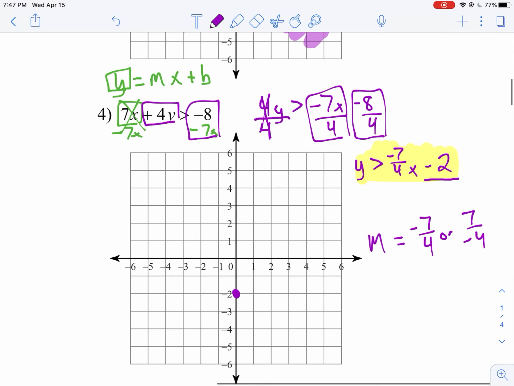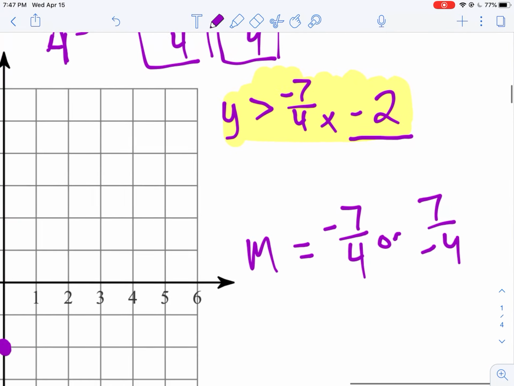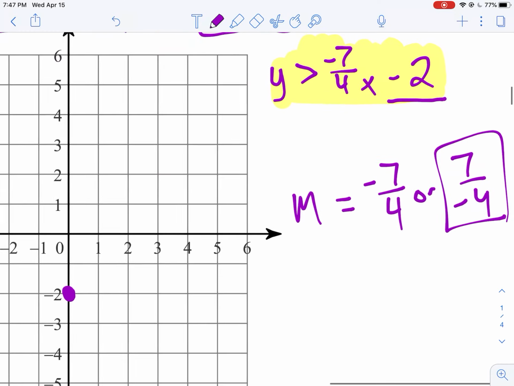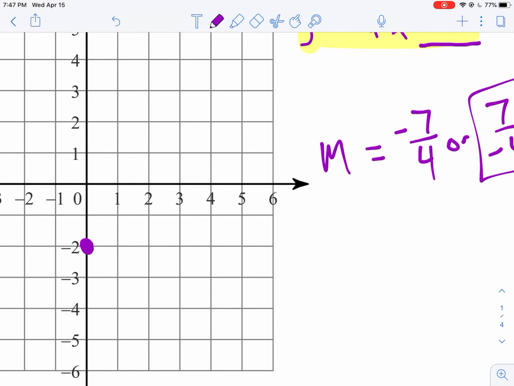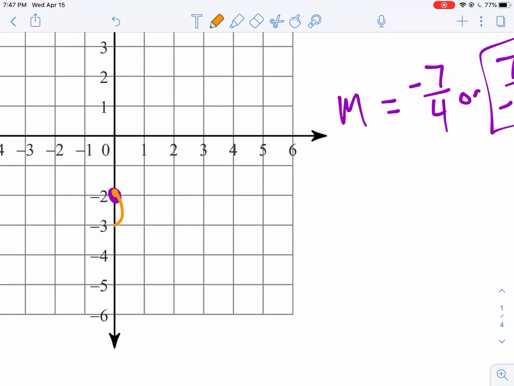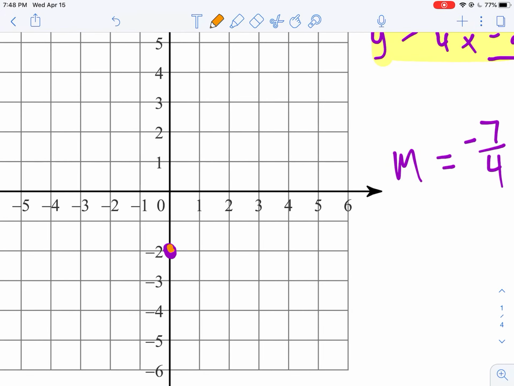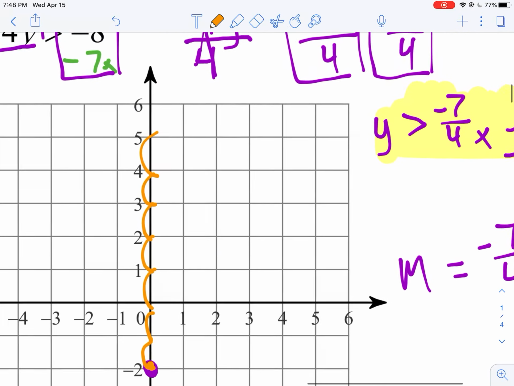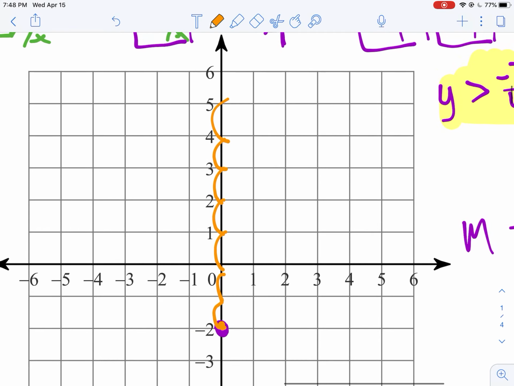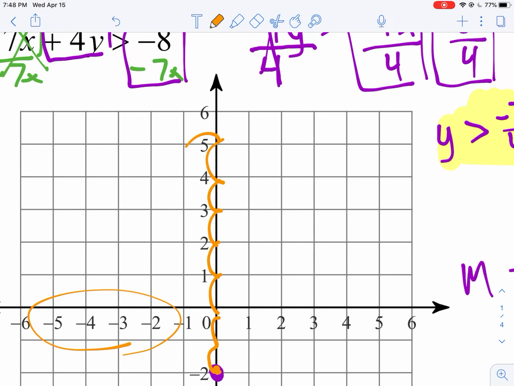The negative has to go on one of them. I think I'm going to have to choose this one, because if I try to rise negative 7 from this point, if I try and go down, rise negative 7 is down, right? 1, 2, 3, 4, and I'm off the graph. So I can't do that. So I'm going to need to choose the one where the negative is on the run instead of the rise. So I'm going to rise positive 7. 1, 2, 3, 4, 5, 6, 7. Okay, and then I'm going to run negative 4. Look, the negatives for run are this way. So I'm going to go 1, 2, 3, 4, and there's my other dot.